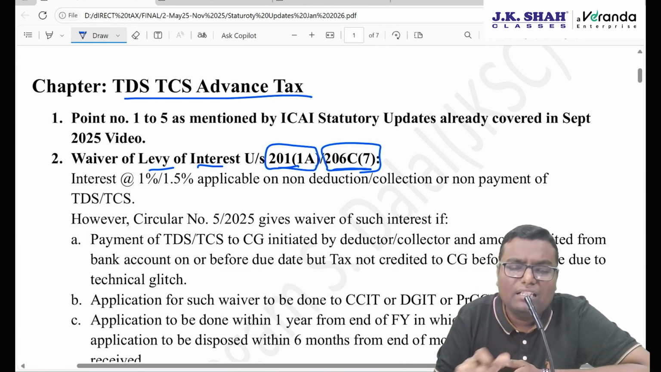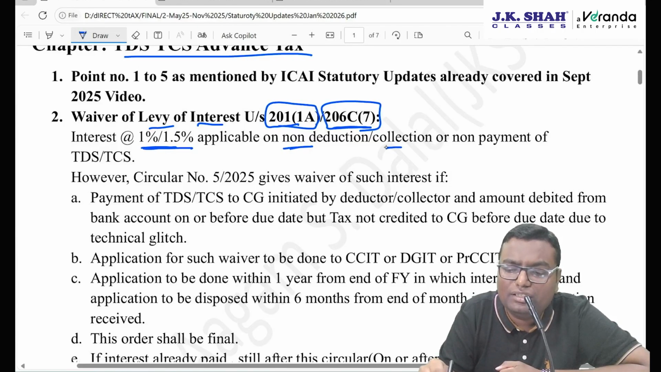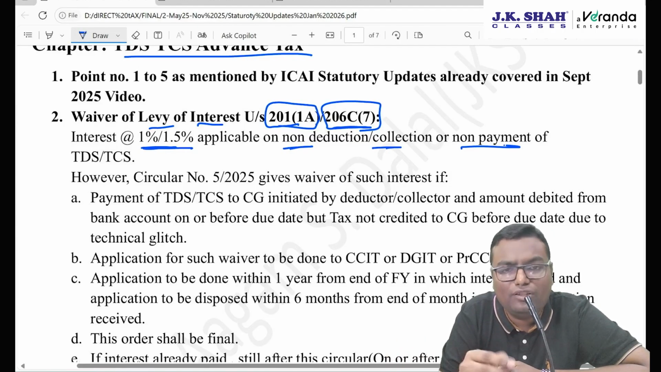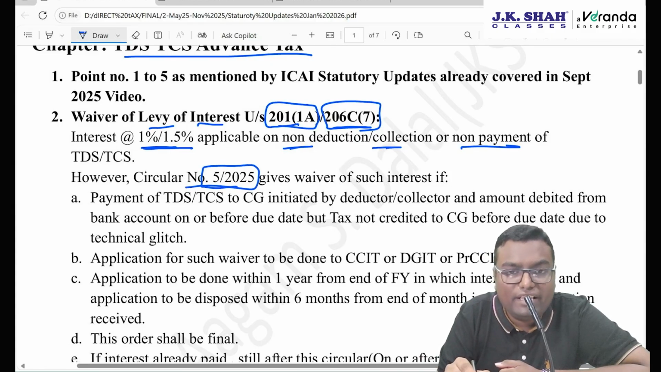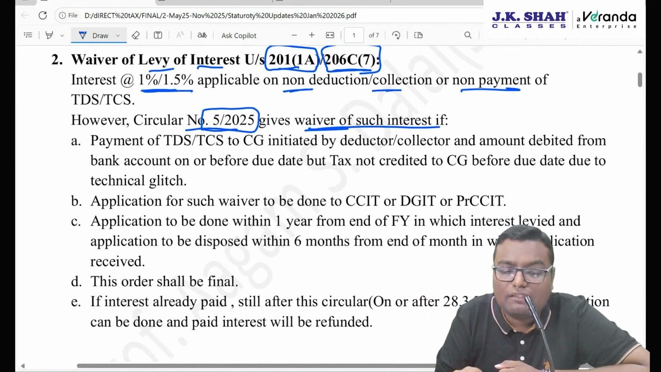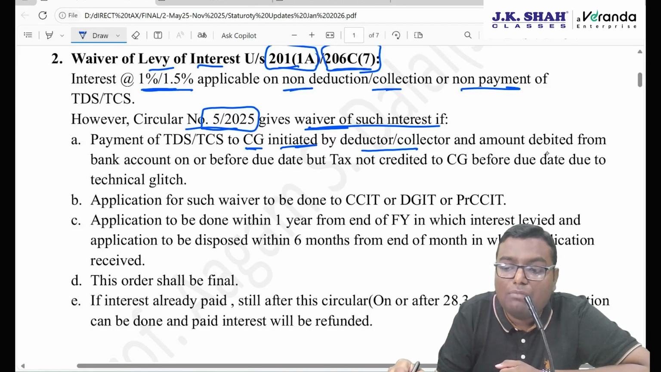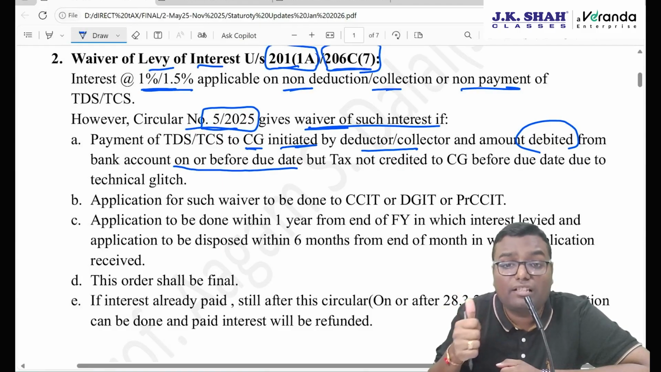See what they are saying. Interest at the rate of 1 or 1.5% is applicable on non-deduction or non-collection or non-payment of TDS, TCS. However, Circular number 5 of 2025 gives waiver of such interest if, what are the conditions? Payment of TDS, TCS has been done to central government, initiated by the deductor or collector. Amount is debited from the bank account on or before the due date. This is the must condition.